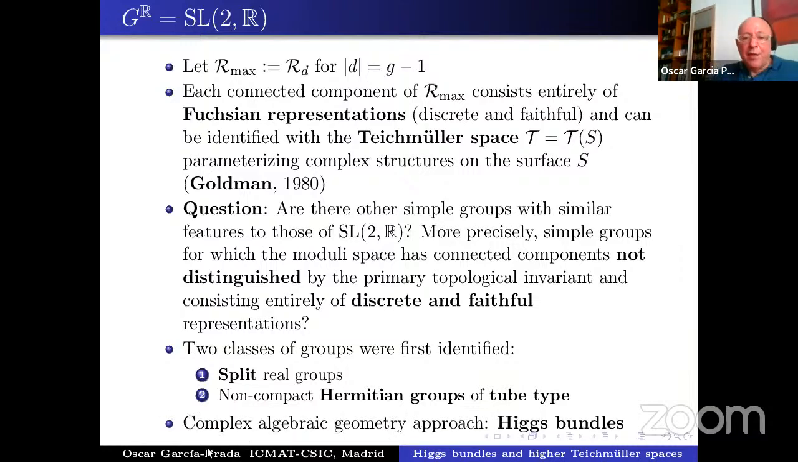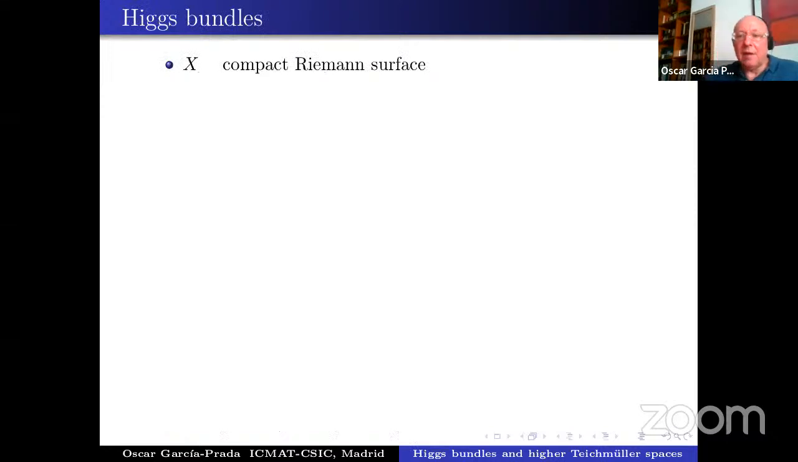So the approach that I want to take to explain this, and which was actually how this initially appeared, is by means of the theory of Higgs bundles. So it's a complex algebraic geometric approach. And to explain that, I will now endow the surface, which was a smooth compact surface S, with a complex structure. So now I will call it X, a compact Riemann surface.